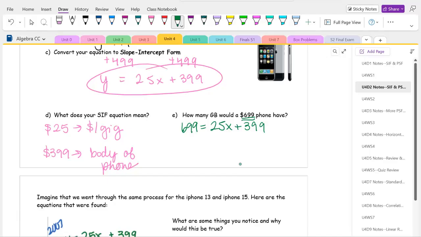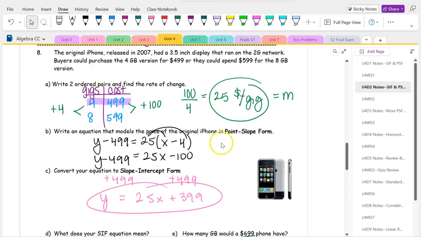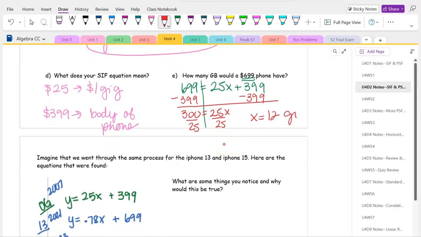All right, so this is a type of problem we've solved before. We spent a whole unit on it. We're solving for x, so we're going to minus our $399 over. $699 minus $399 is $300, equals 25x. And then we're just going to go ahead and divide by 25 on both sides. And you're going to get x equals 12. And again, go up to your table. X is gigs, so make sure you have the appropriate unit.